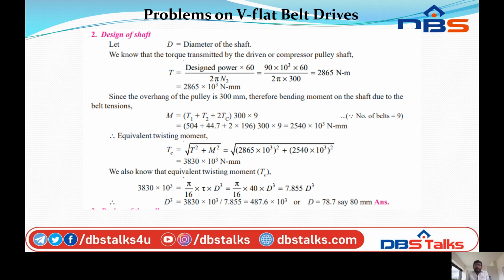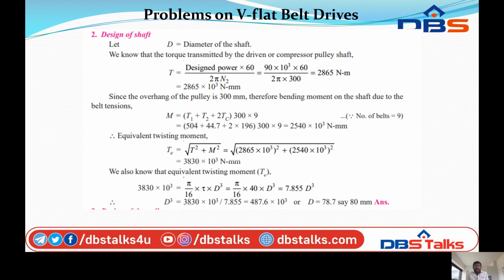So substitute the values. T1 is equal to 504 plus T2 is equal to 44.7 plus 2 into Tc is equal to 196, into 300 into 9. So finally you can calculate the bending moment. M is equal to 2540 into 10 cube Newton millimeter.